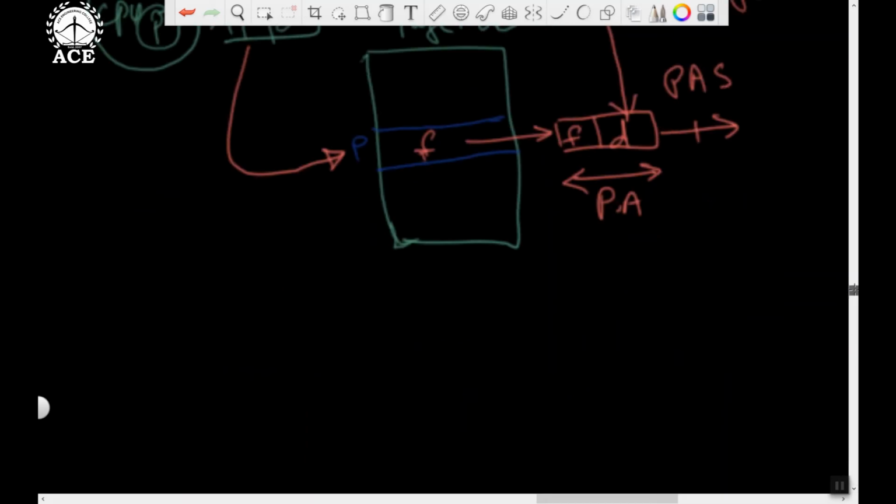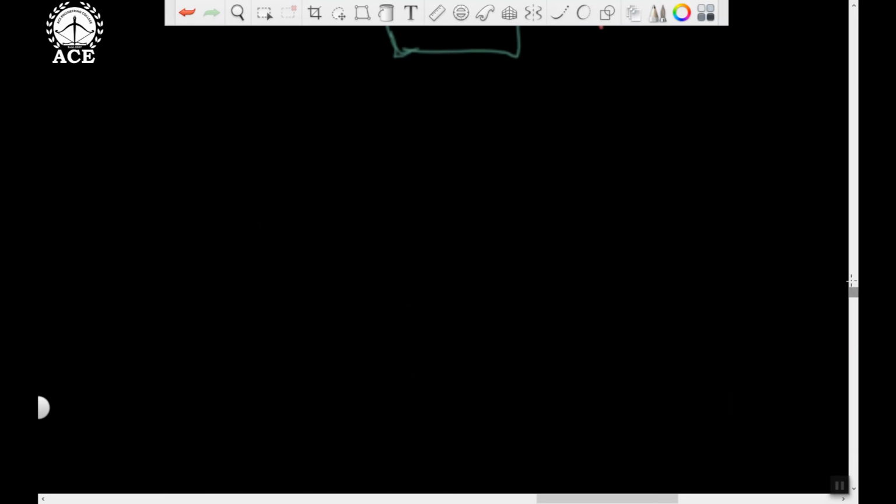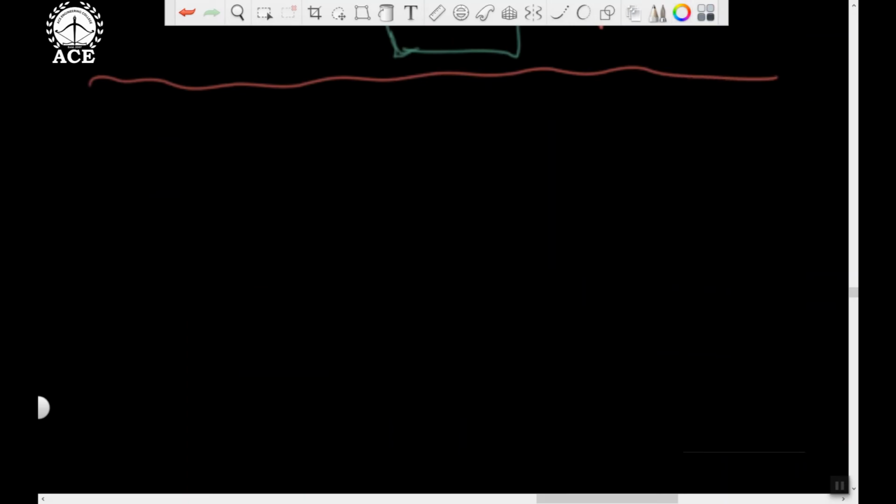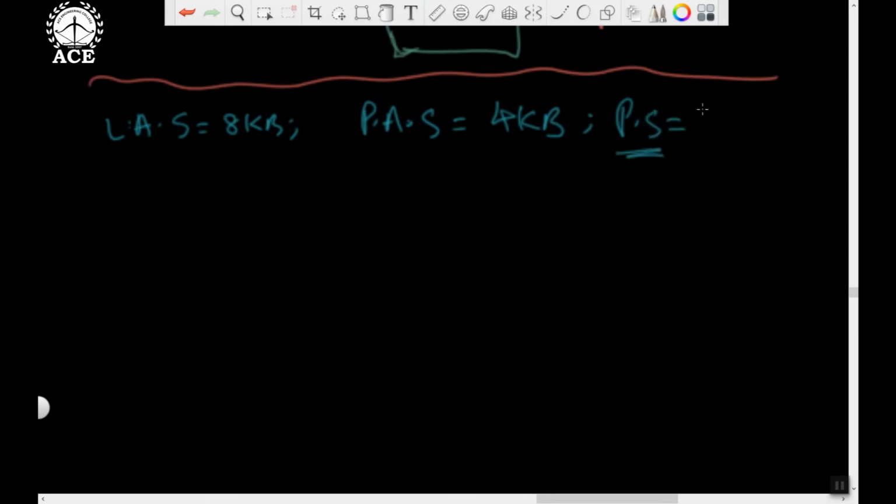In regard to that, I will solve a simple problem, which I also discussed in the class, so that you can work it out. For example, imagine the logical address space is 8 KB, and the physical address space is 4 KB. If I select a page size of 1 KB, how many pages are we going to get?